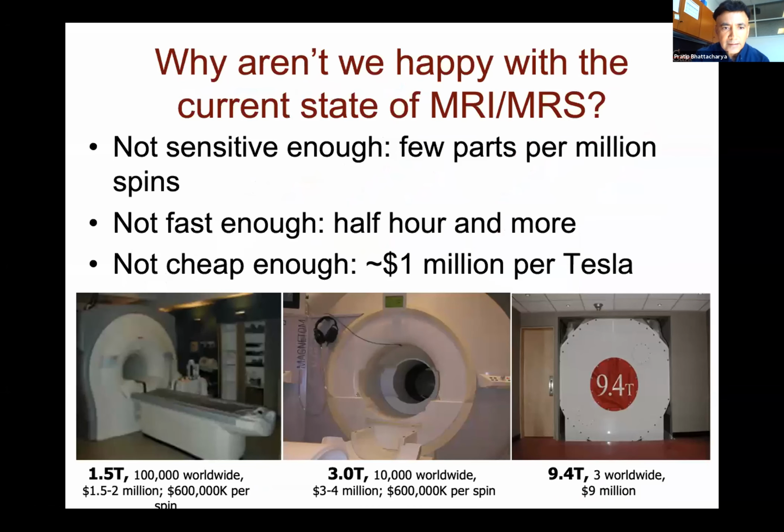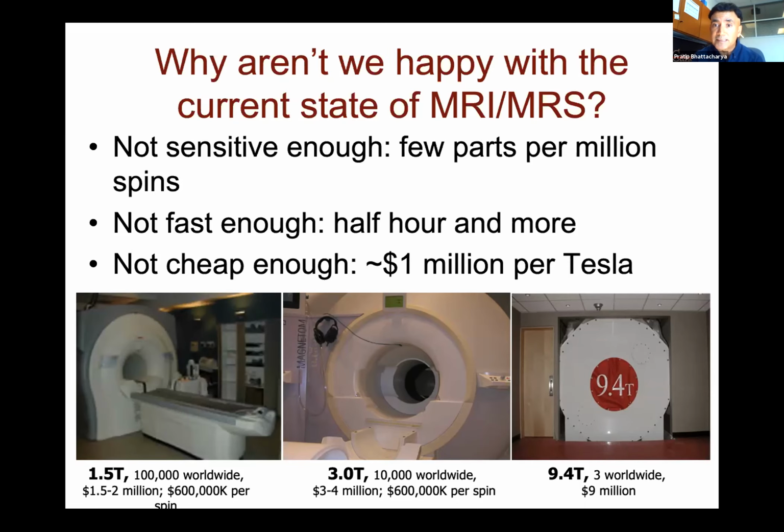NMR by itself is not sensitive enough because it only captures a few parts per million of the spins. And it's not fast enough, because if you ever volunteered as a subject in an MRI scanner, you'll see it takes almost half an hour to scan. And it's not cheap enough. It's about 1 million dollars per Tesla. To give you an idea, there are almost 100,000 1.5 Tesla MRI machines all over the world.